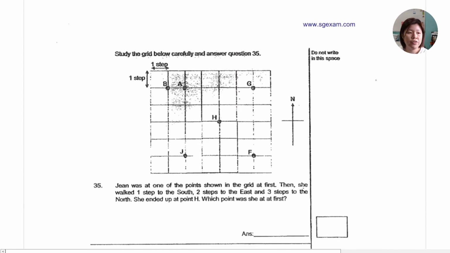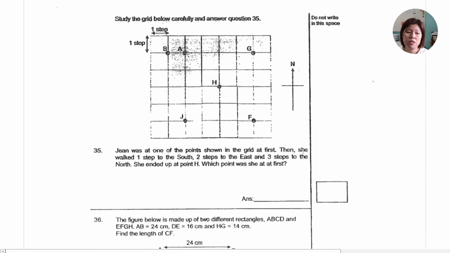Next one, 35. Jean is at one of the point, but we don't know which point she is. But she moved 1 step to the south, 2 steps to the east, and 3 steps to the north. She ended up at H. So we know she's here.